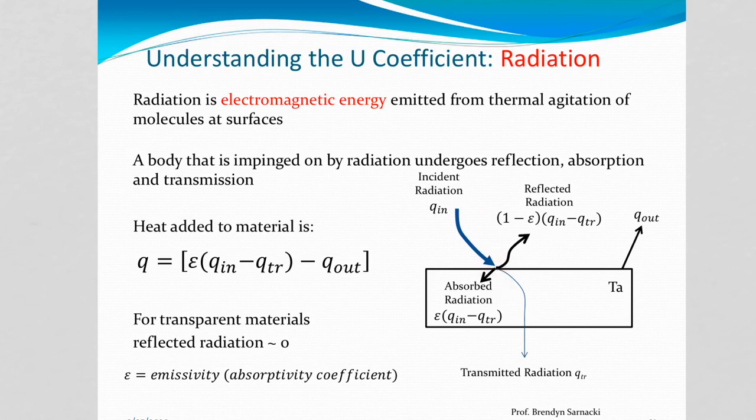And you also have losses. You may have a lot of sun and the air around is cool, so as you heat up the object by radiation, it loses some energy. Anyway, here is the heat added to the material formula. That factor here is the emissivity, absorptivity coefficient.